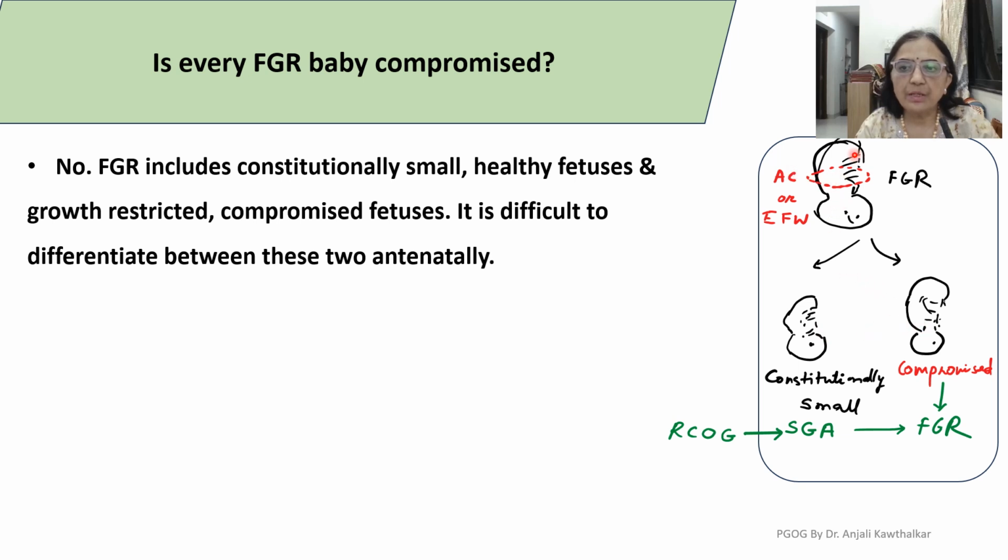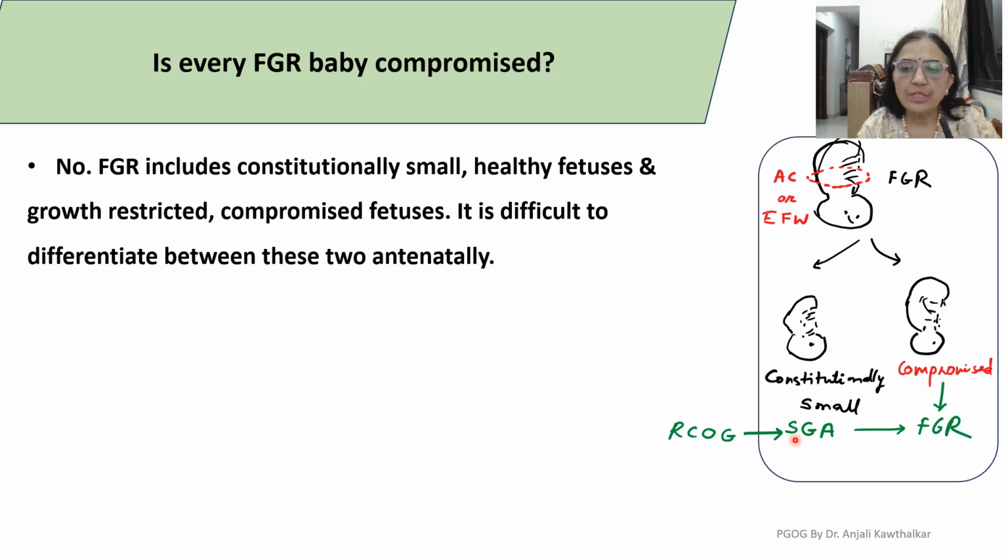So depending on abdominal circumference or estimated fetal weight, we diagnose fetal growth restriction. As far as ACOG goes, anything less than the 10th percentile is fetal growth restriction, whereas by RCOG it is less than the 3rd percentile, or less than the 10th along with abnormal Doppler. So there are two possibilities. Either the baby is absolutely fine, constitutionally small, and will not have any problem, which RCOG considers as small for gestational age. Whereas for compromised babies, RCOG is only trying to segregate these constitutionally small and compromised fetuses by the terminology.